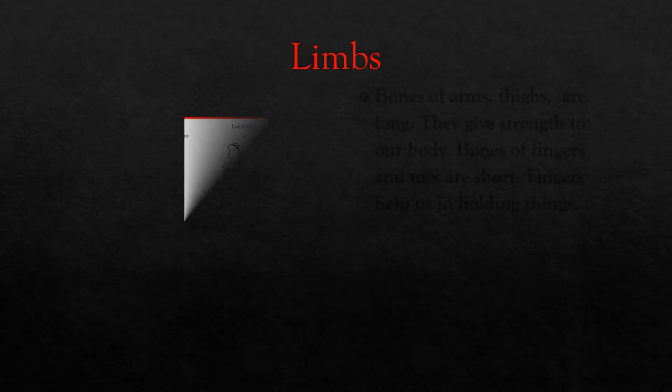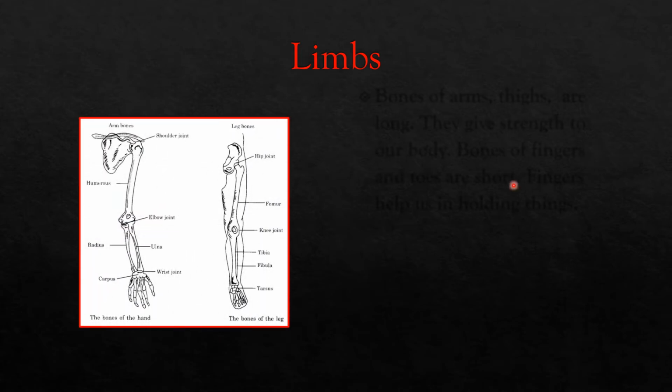Next we have the limbs. This is your upper limb, that is your arm, and this is your lower limb, that is the leg. Now look carefully, children. The upper limb consists of the upper arm, that is the humerus. The forearm consists of two bones, the radius and the ulna. The wrist is made of very small bones called metacarpals. And these are the fingers, which consist of three bones called phalanges.